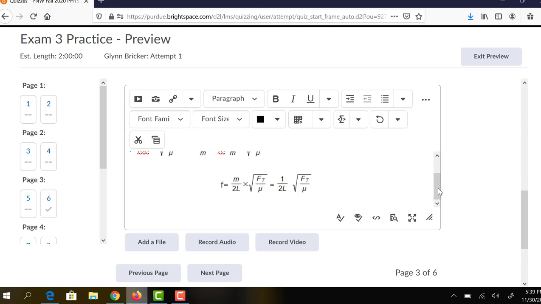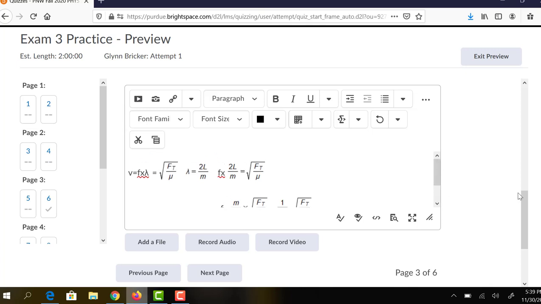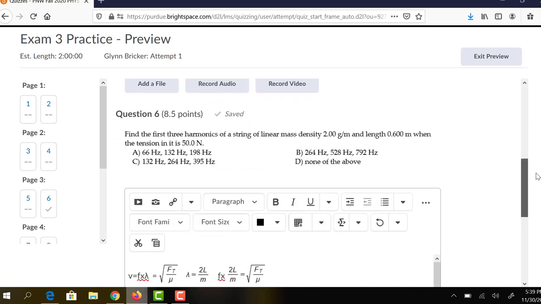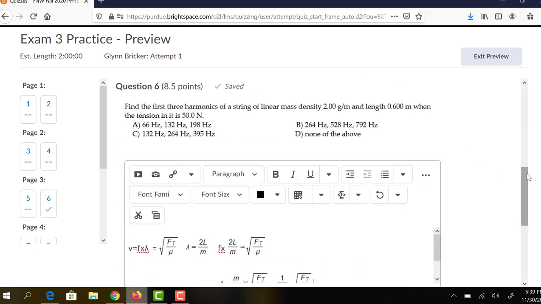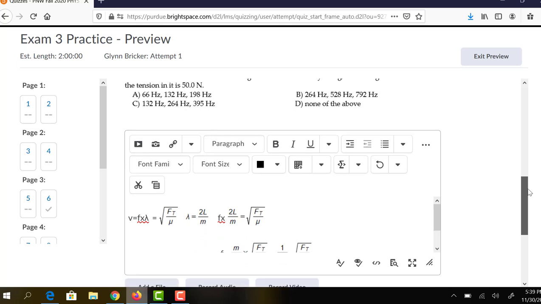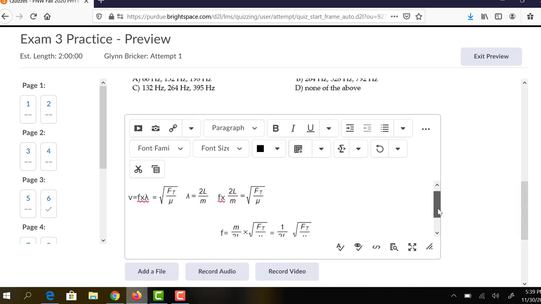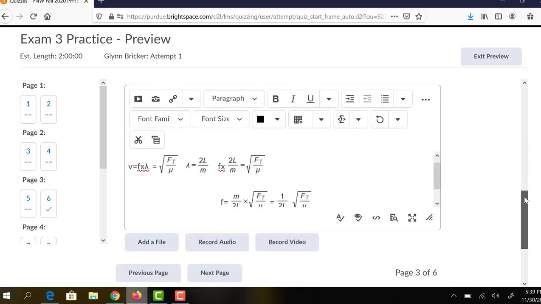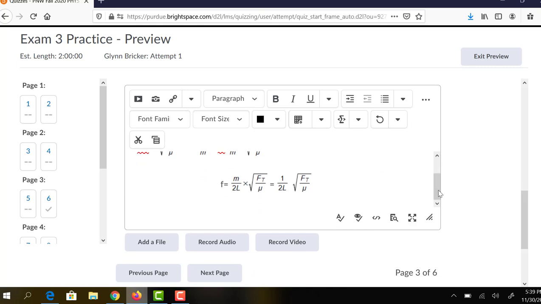So I would have 1 divided by the length. I gave you the length in the problem. That's all the way back up here. So the length is 0.6, so 2L would be 1.2. So 1 divided by 1.2, and then we have the square root of the tension, which is 50 newtons, divided by 2 times 10 to the minus third. Make sure that you always put this into kilograms per meter. So I'm going to leave it at that without putting the numbers in.